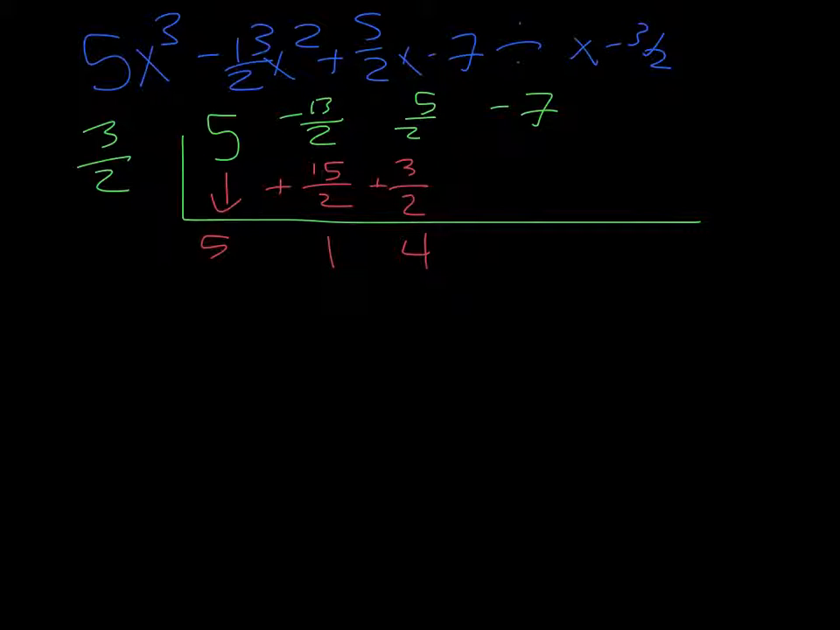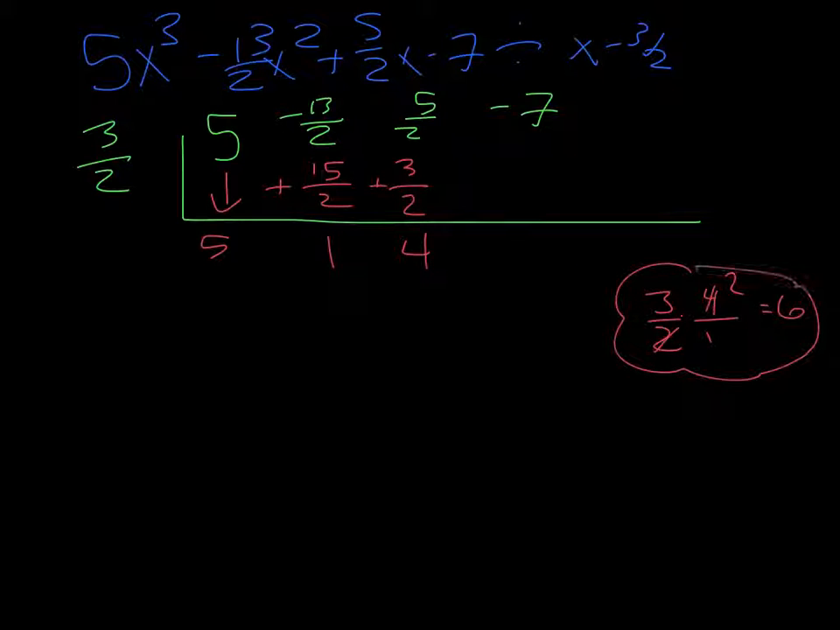3 halves times 4. 2 goes into 4 twice. That's going to give me 6. And when I add them, I get negative 1. So this is my remainder. This is my constant term. This is my x term. That's supposed to be a number. This is my x squared.